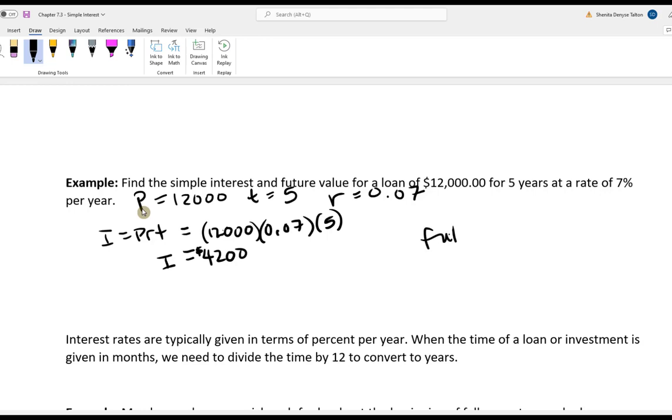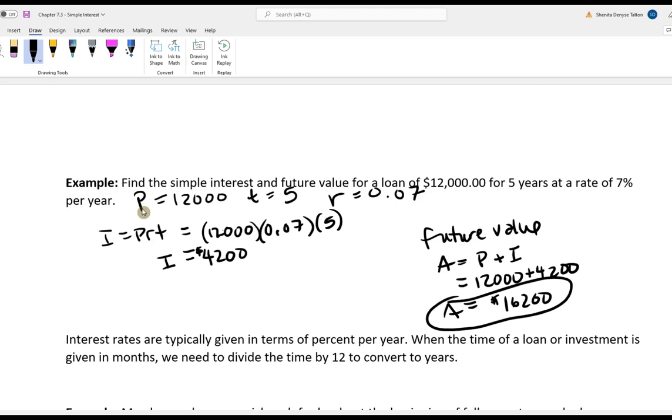So the future value, once again, we can use the I in the calculation. So this will be P plus I. We already know P is 12,000 plus the I, which is $4,200. We get 16,200. So basically what this means is you borrowed $12,000 for 5 years at a rate of 7%. However, when you pay it back, you're going to pay back $16,200. The bank has to make money off of you borrowing this money. So they're going to get interest of $4,200. This is what the bank is charging you for this loan.